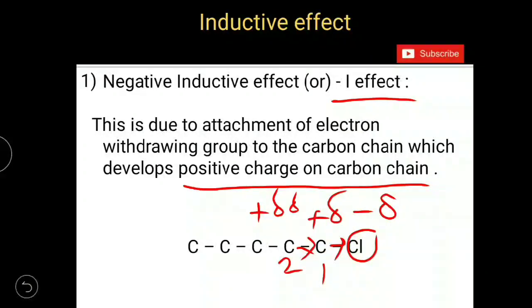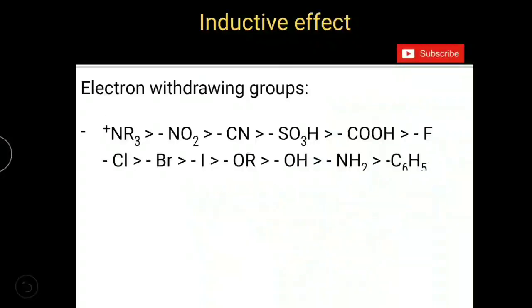So because of attachment of chlorine, which is high electronegative atom, acts as electron withdrawing group, the carbon atoms in carbon chain are getting positive charge. So such kind of inductive effect is called as negative inductive effect. And there are groups which acts as electron withdrawing groups.